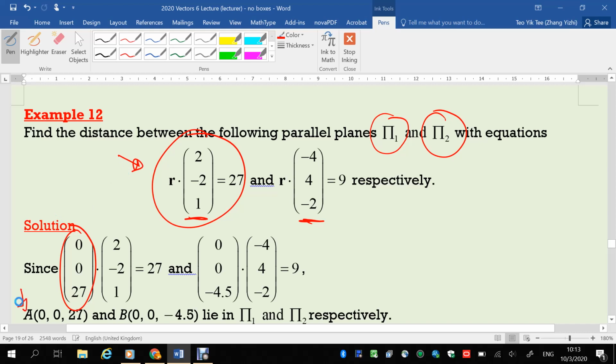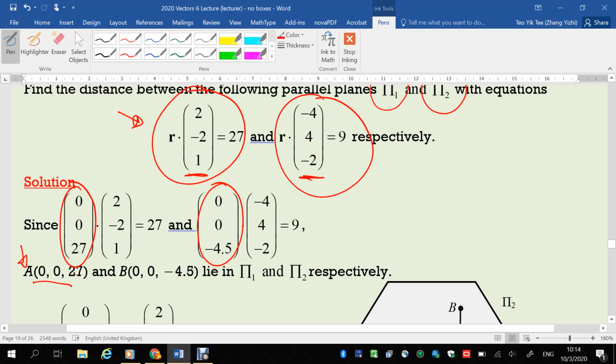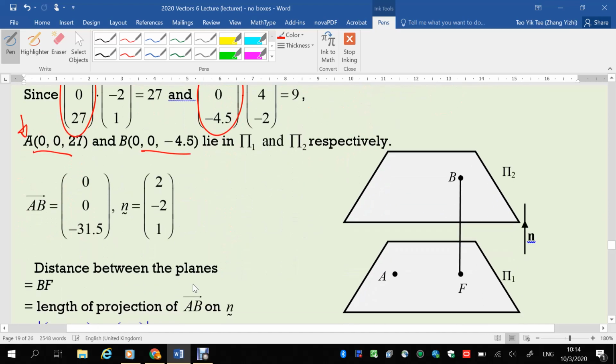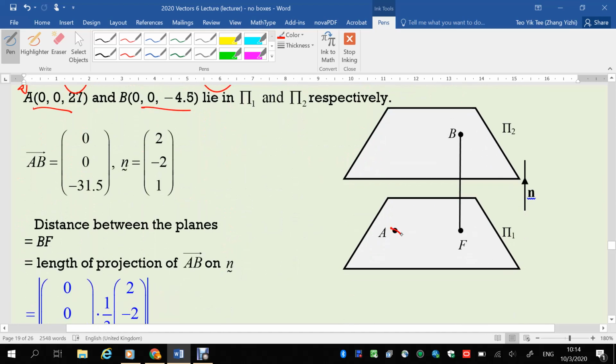So I let this point be A. Next, I'm going to get 0, 0, negative 4.5 to be on this plane because it has many zeros and it satisfies the equation. So I have point A, point B that lie on pi 1 and pi 2 respectively. So this is what I have. I got point A, I got point B. Your job is to find for me the distance between two planes, which is BF.